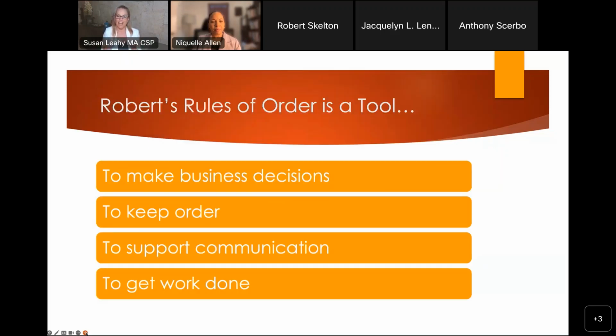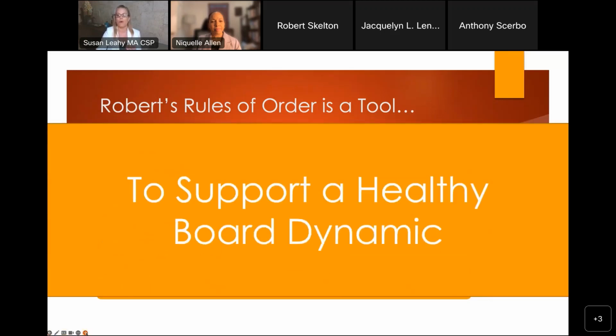Because at the end of the day, Robert's Rules of Order is a tool. It is a tool to help your boards make business decisions. It is a tool to help keep order in your meetings. It is an amazing tool that fosters and supports better communication. And it is a tool, when utilized properly, that will help your board be more efficient and get more work done. Robert's Rules of Order, at the end of the day, should support in creating a healthier board dynamic.